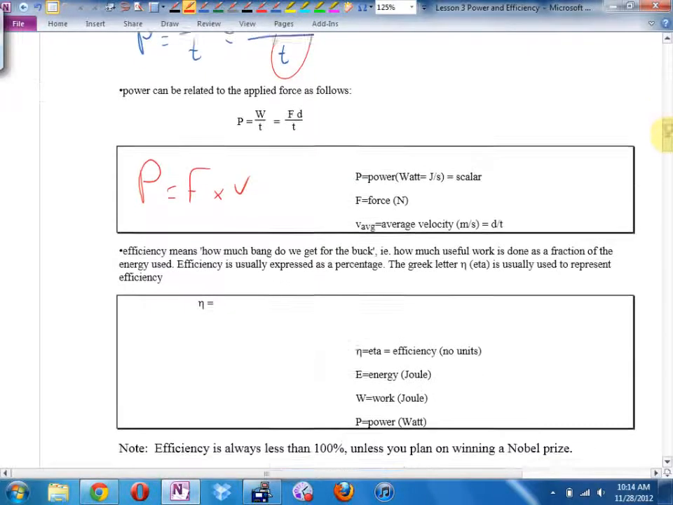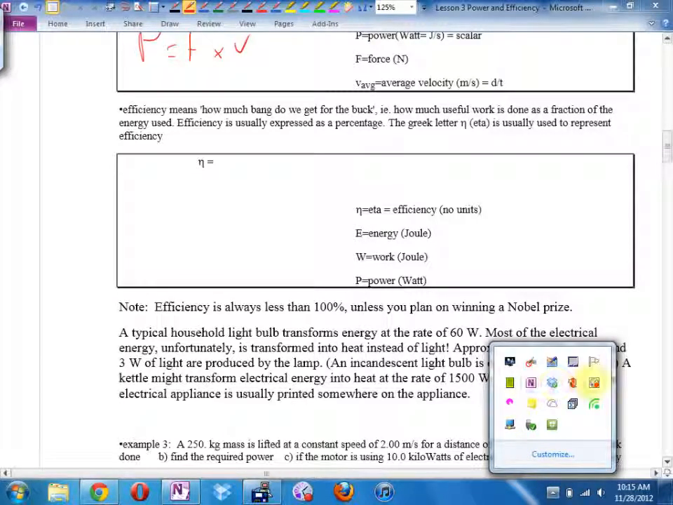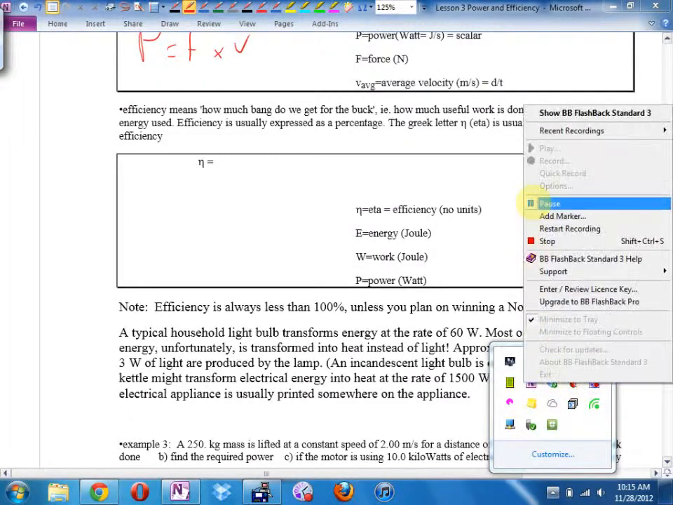I mentioned efficiency a little bit earlier. Efficiency basically asks how much bang do you get for your buck? The symbol for efficiency is, bear with me, got somebody at the door there.